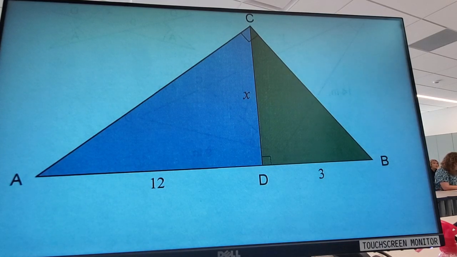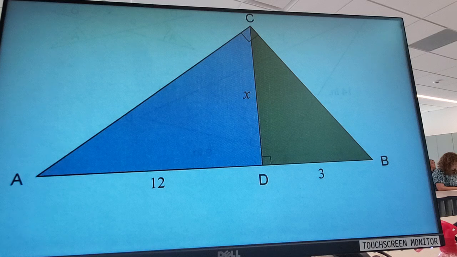This one's definitely tricky. This is the one I was talking about where you have triangles that are inside of a larger triangle. How many triangles are there? 3. Good, I love it. There's the big one, the blue one, and the green one. So the blue and the green together make the big one.